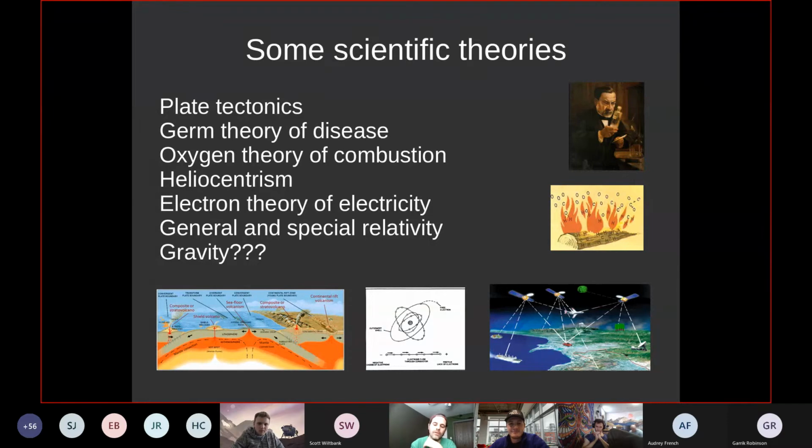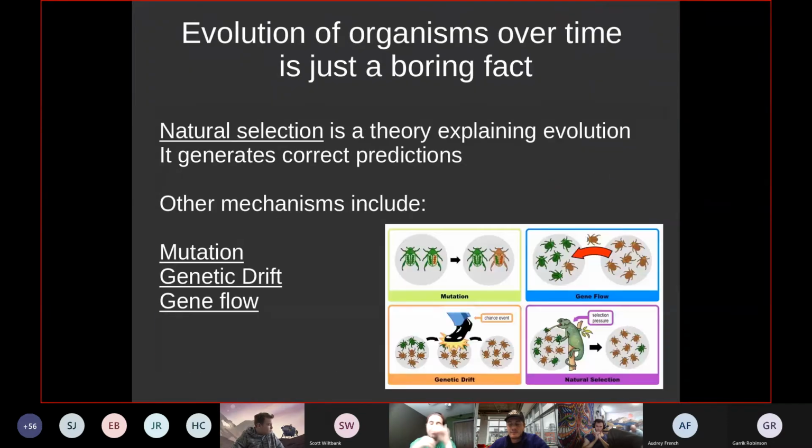Which takes us into evolution, which frankly is just a boring fact. In and of itself, the observation of evolution isn't super useful. All right. So evolution is a fact. Natural selection is a theory that explains it. Have I lost anyone on that? So that's why people would say evolution by natural selection. Yes, by natural selection.